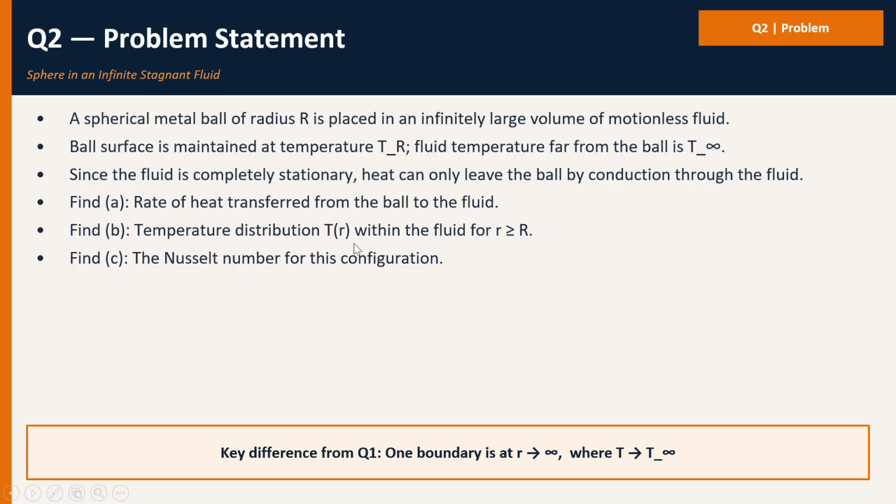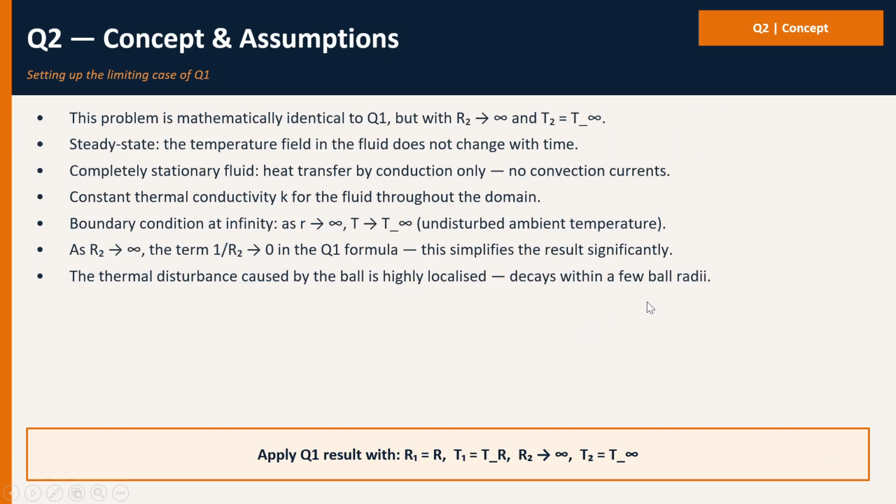Okay, so let's move on to the solution, basically assumptions first. The problem is similar to question one, but with one key difference: the outer boundary is at infinity, which makes the case easier, to be honest, because 1 by R2 equals 1 by infinity, and we know 1 by infinity is 0. So the temperature approaches ambient as the radius increases infinitely. And also the temperature disturbance caused by the sphere is localized near its surface, which is all mentioned here.